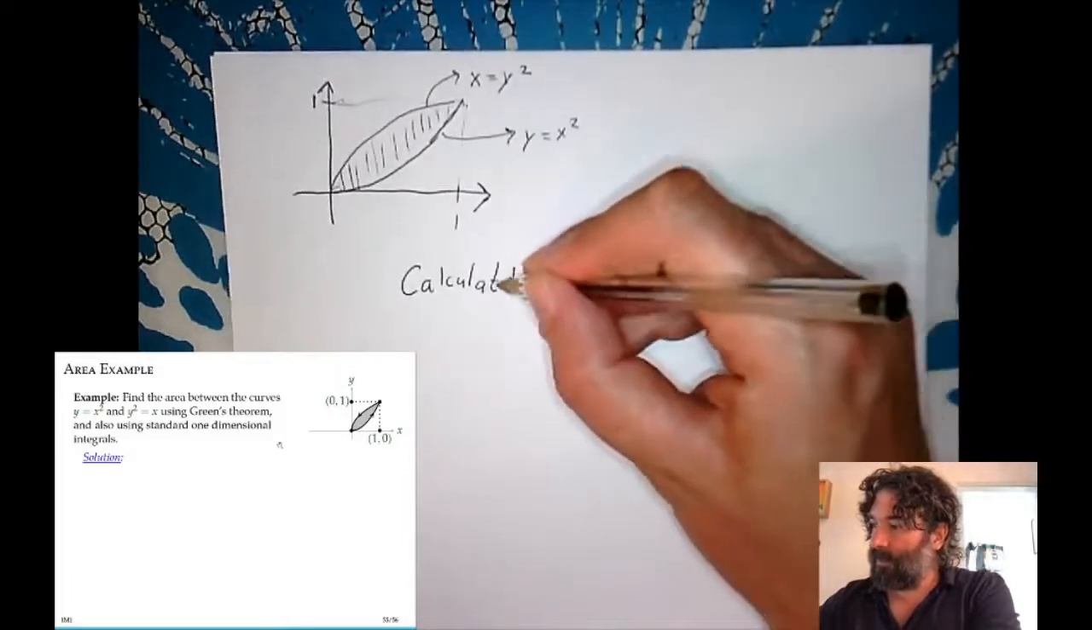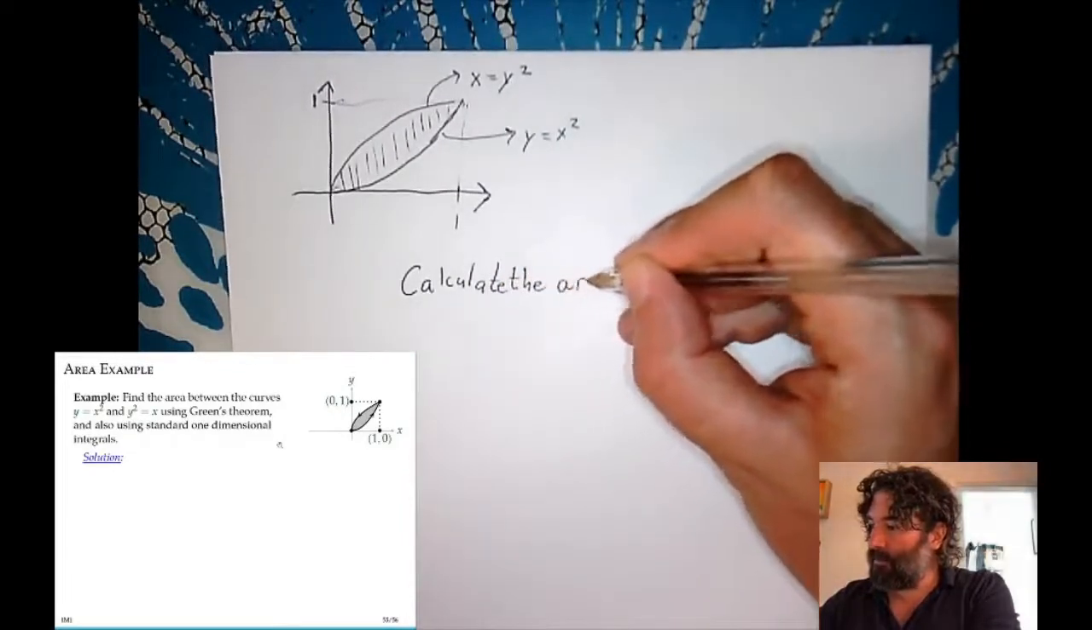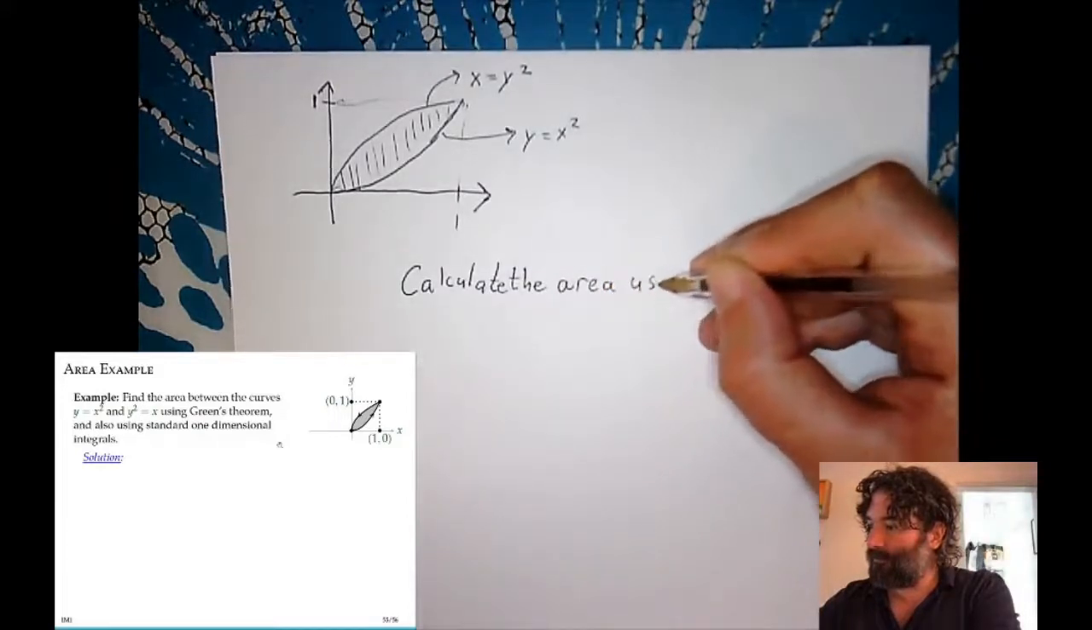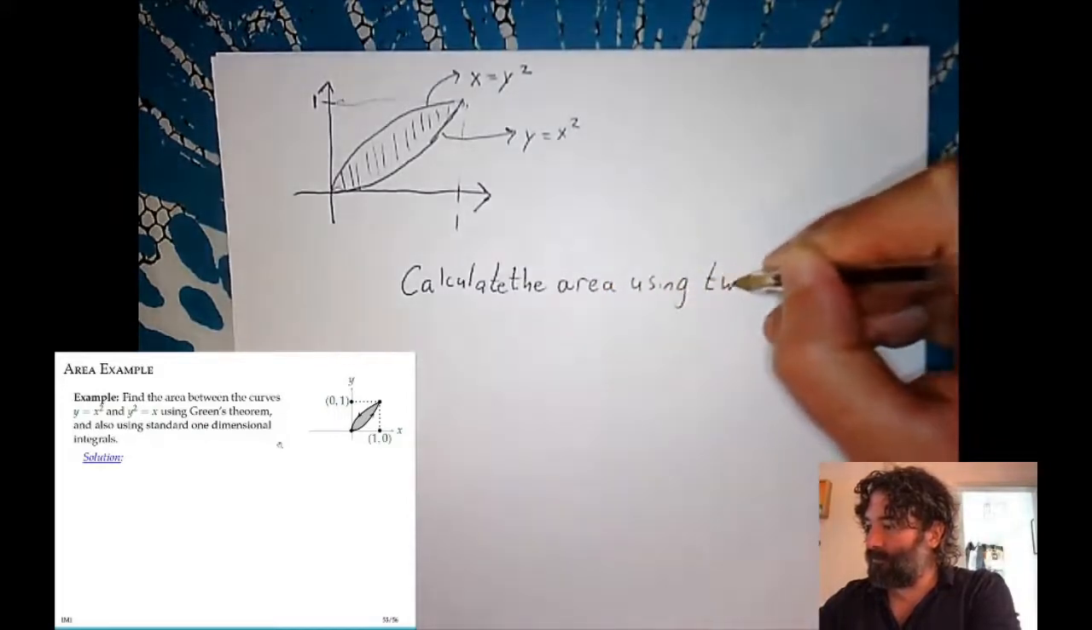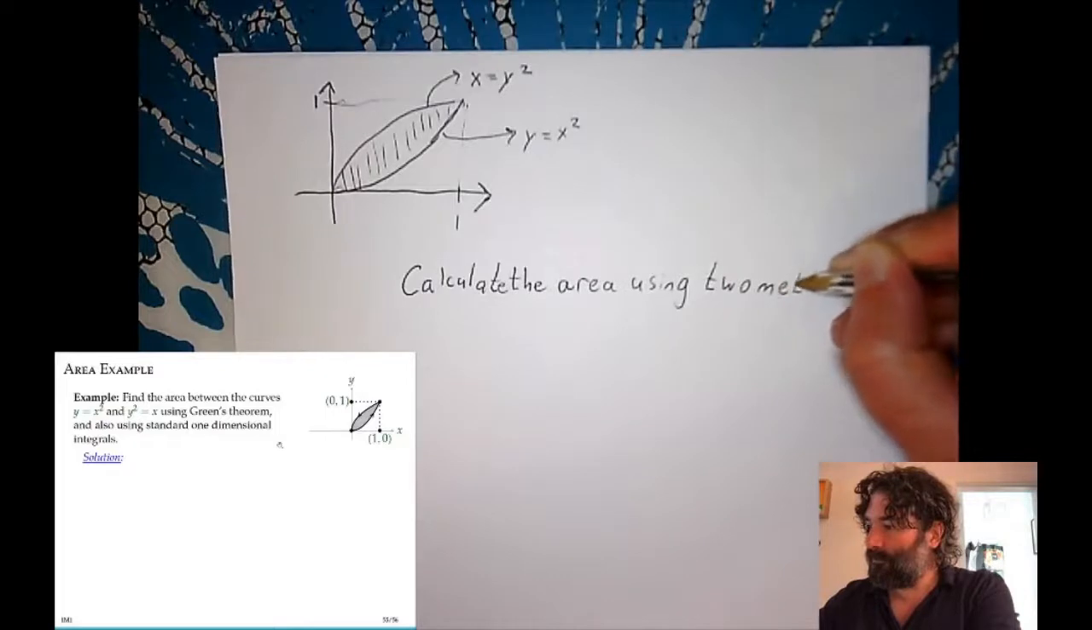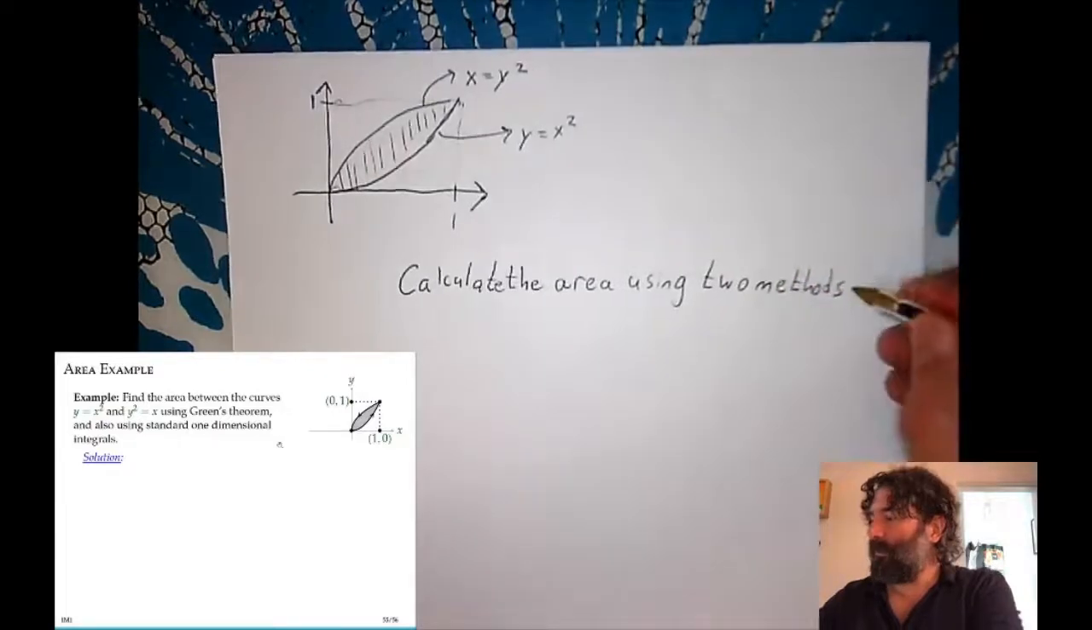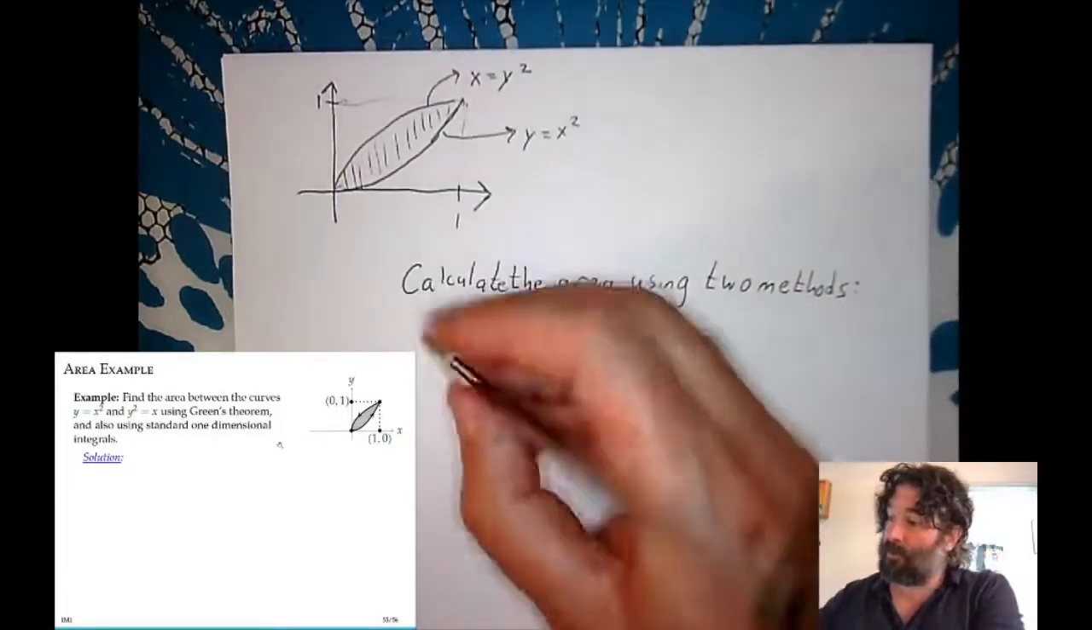So we'll calculate the area using two methods. So first, just using single integrals.